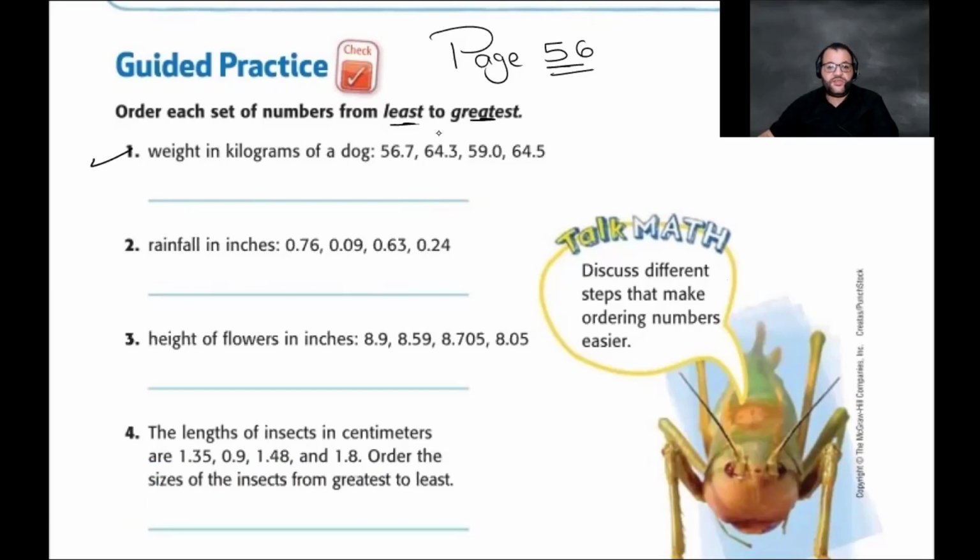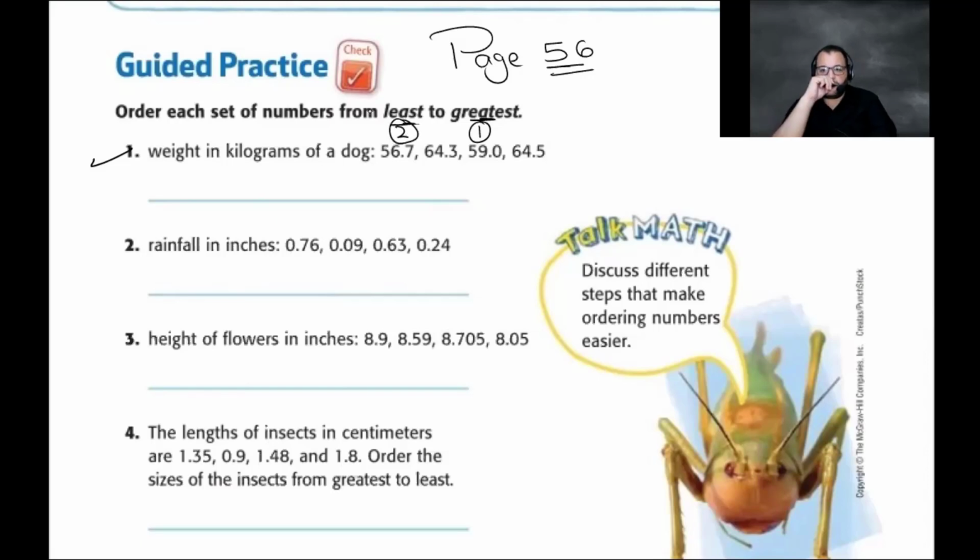64.3. That is the smallest number. 64.5. That is the smallest number. 59. Is 59 the smallest number, or the next number? Smallest. The smallest number. So we'll erase this one. I'll put that one. Then 56.7. Where is 56? There is no 56. This one? That's number 2? Yes. Okay.